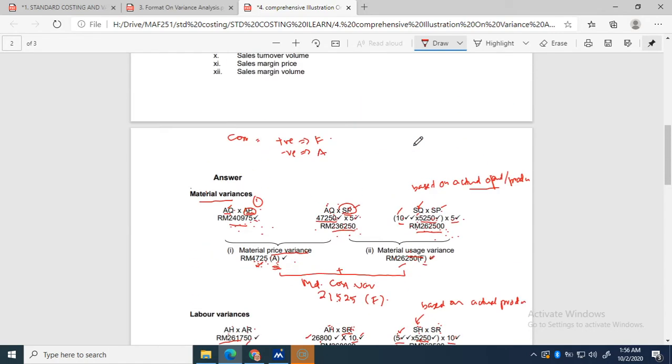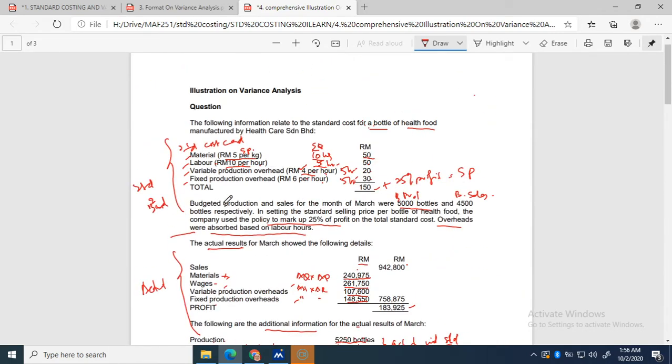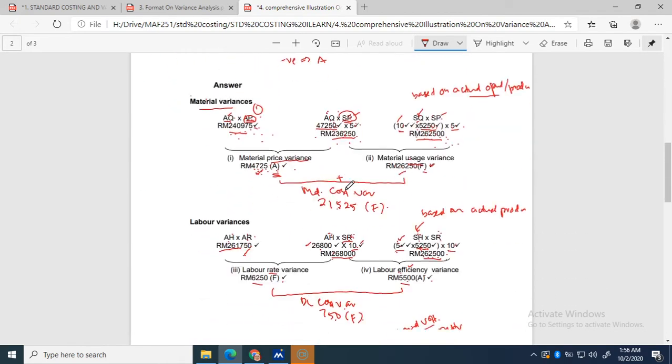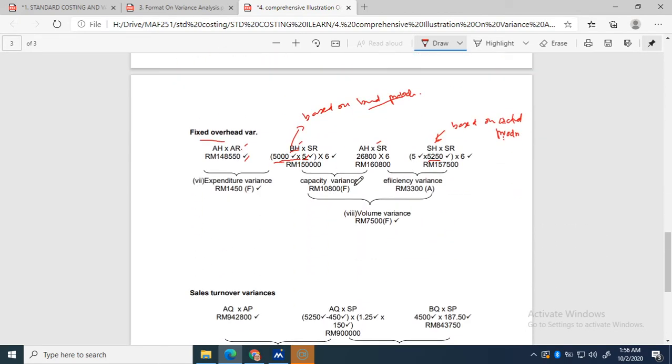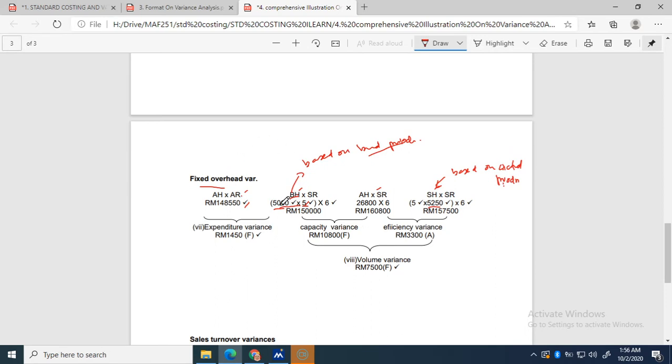So how many bottles are budgeted to be produced? Budgeted production is 5,000 bottles. So you multiply the budgeted production, 5,000 times 5, and you get the budgeted hours.